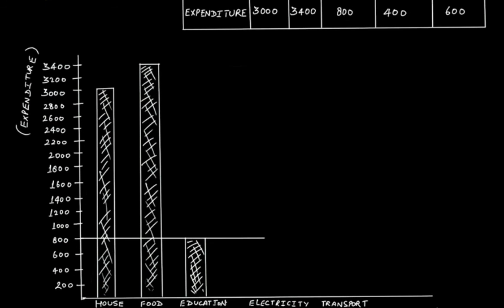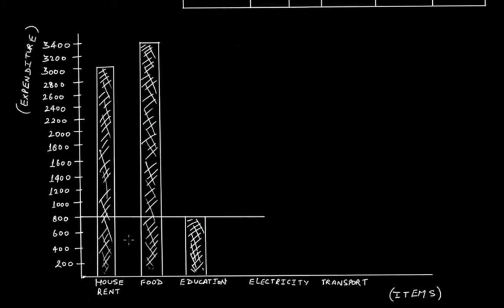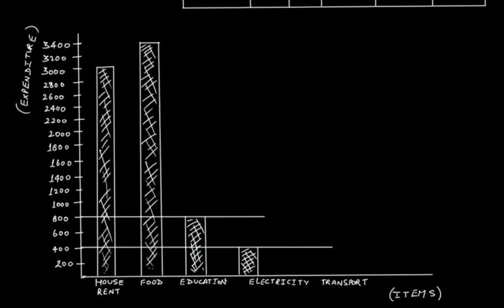And then for electricity it's 400. So this is for electricity. And then for transport it is 600.